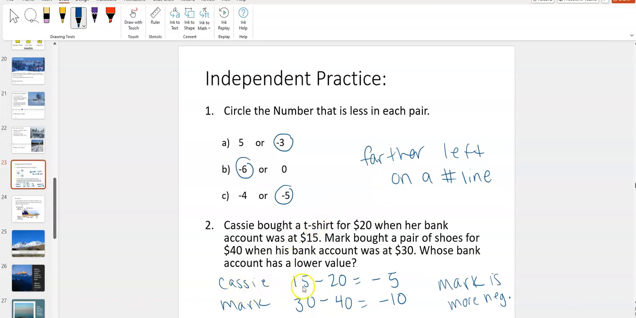Down here, if I look at Cassie, she is owing $5. She basically doesn't have $5 in her account to pay for that t-shirt. And Mark, though, has negative $10. He owes $10 to pay for those shoes. So therefore, Mark has the lower bank account value. He is more negative. He owes more money.